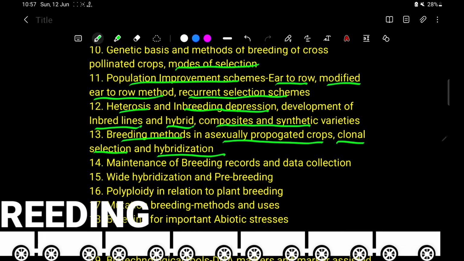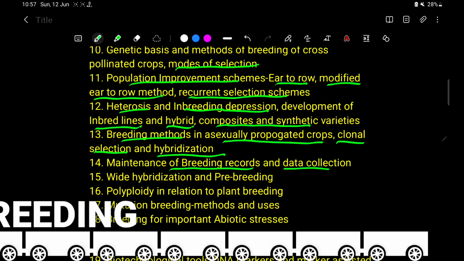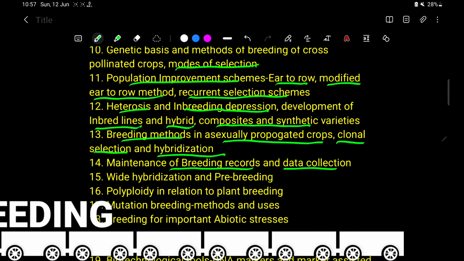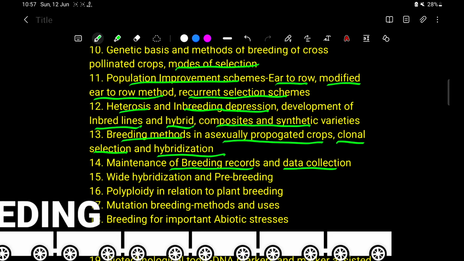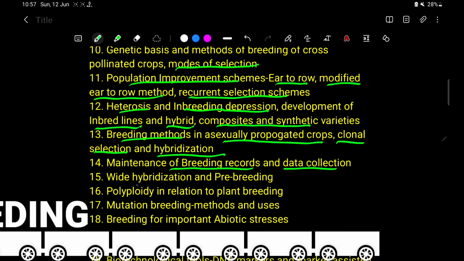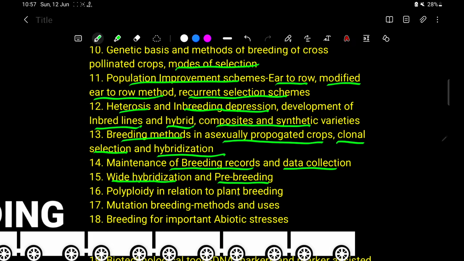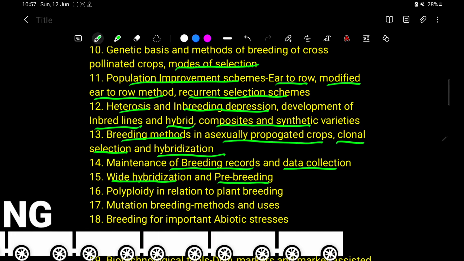Our next chapter is maintenance of breeding record and data collection, how we collect the data in the field and how we maintain the breeding record. Our next chapter is wide hybridization and pre-breeding. What are these two concepts? We will discuss in detail.